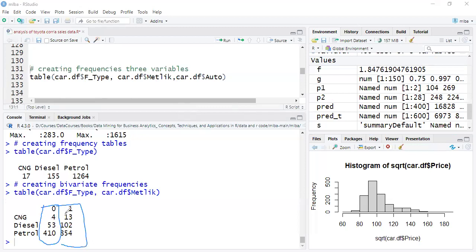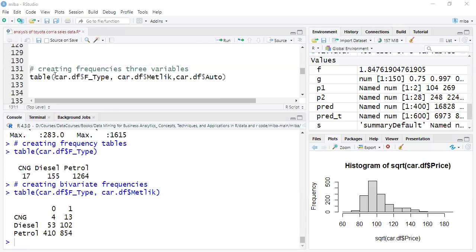There are 13 cars which have metallic colors and their fuel type is CNG. There are 354 cars which have metallic color and they have a fuel type of petrol. So this is a complete statistics, and you can increase the number of parameters in this table command.